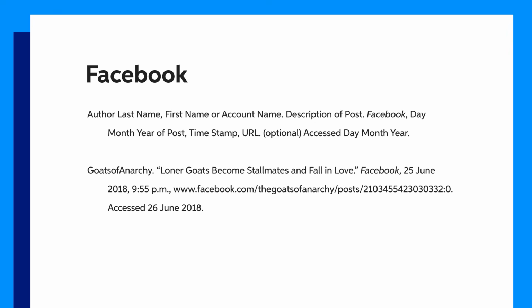To cite a Facebook post, begin with the account holder's name or username. In quotations, list the title or caption of the post if there is one. If there is no title or caption, write a brief description of the post but do not place it in italics or quotation marks. The publisher, Facebook, is then listed in italics, after which you will add the date and time it was posted and the URL.